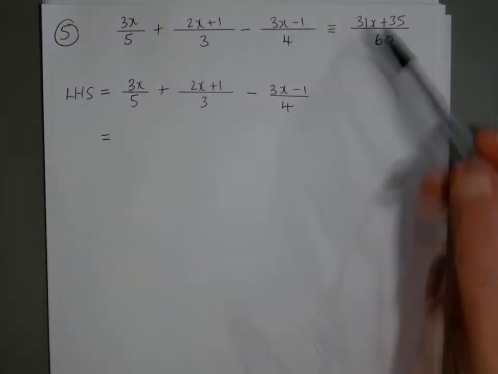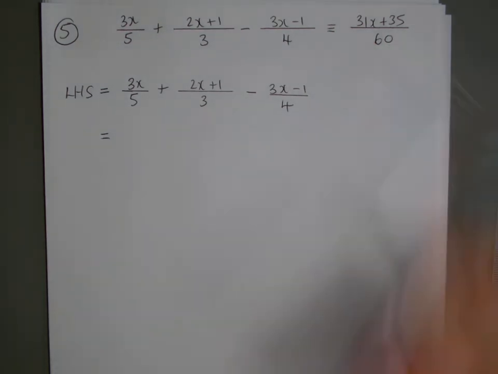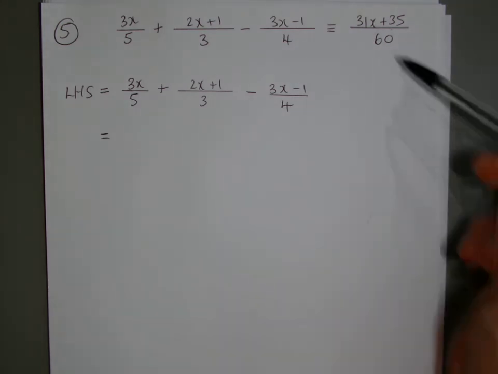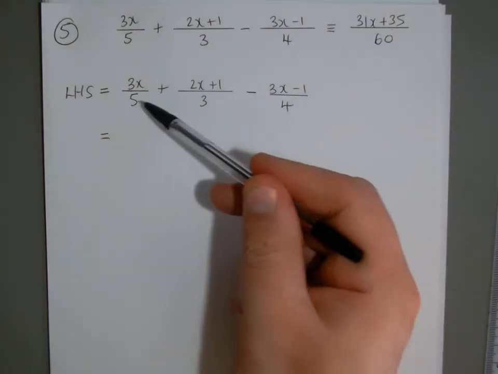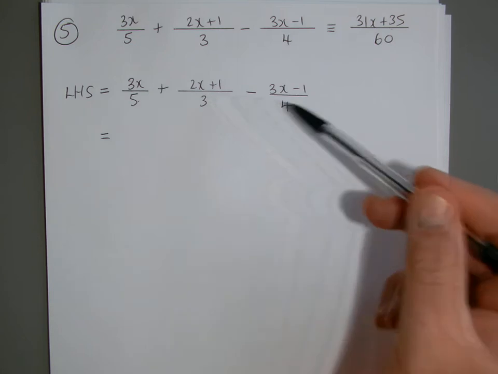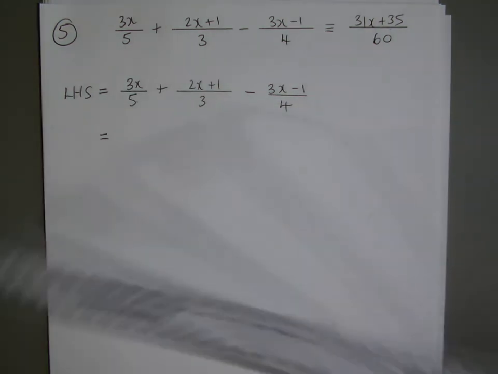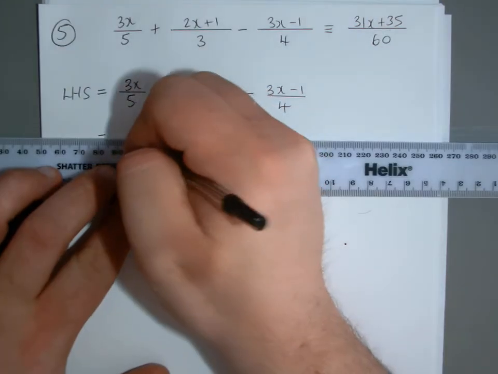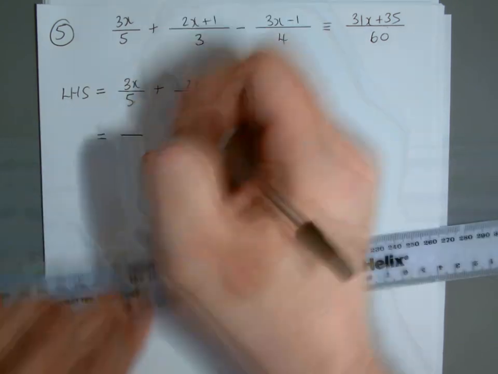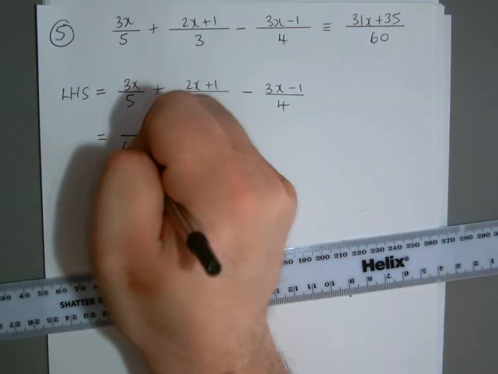And often with these questions there's a clue in the answers. Now you can see 60 here. It's not always the case, but in this case 60 would work, wouldn't it? Because 5 goes into 60, 3 goes into 60, 4 goes into 60. So I'm going to change each of these fractions so that they're out of 60. So let's change the first one. So we get 60 here on the bottom.